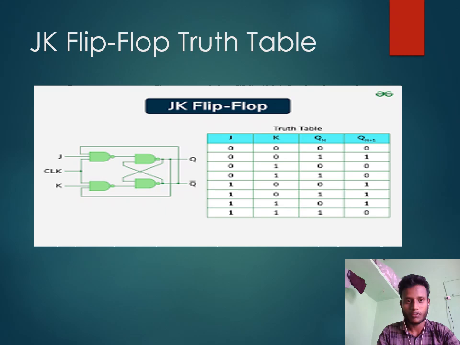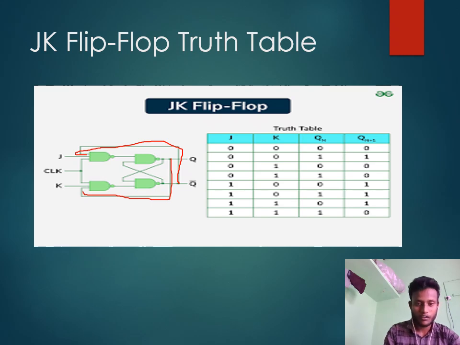Now we are talking about the JK flip-flop truth table. It is the same as an RS flip-flop, but you give another input: Q bar goes to J and Q goes to K. By connecting these 2 wires, it acts as a JK flip-flop. In the JK flip-flop, we give edge triggering for efficient output. We can also give level triggering.